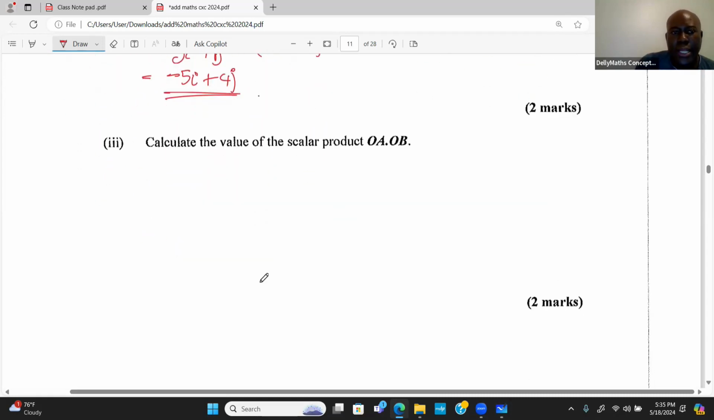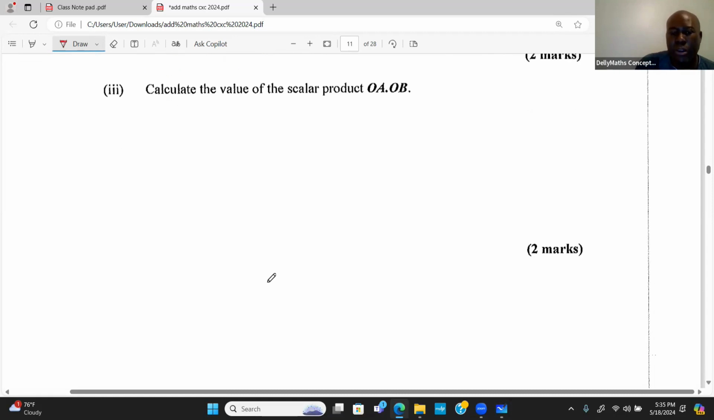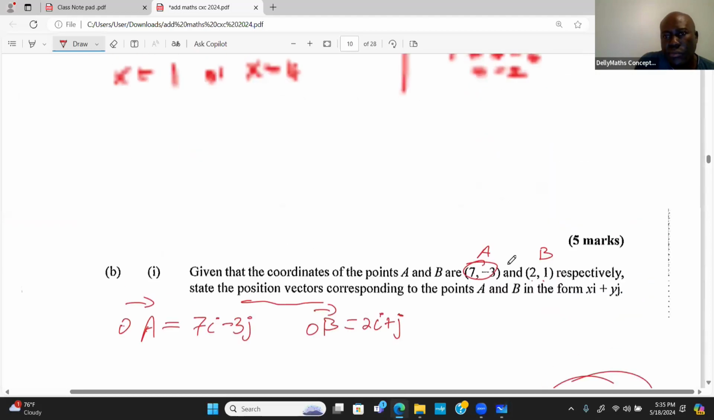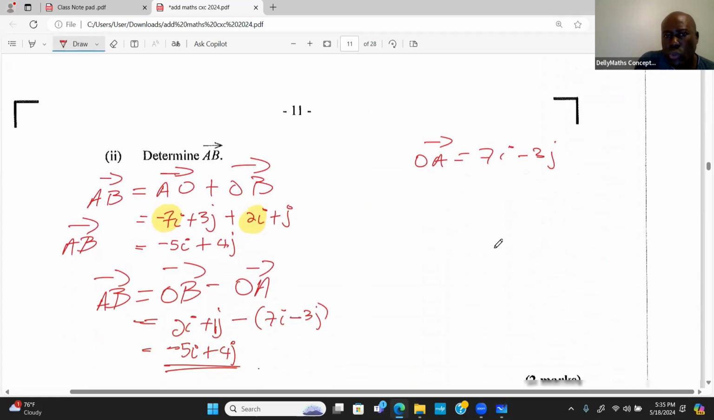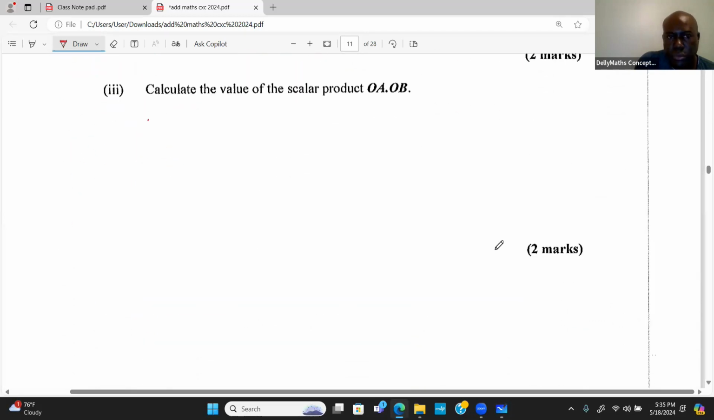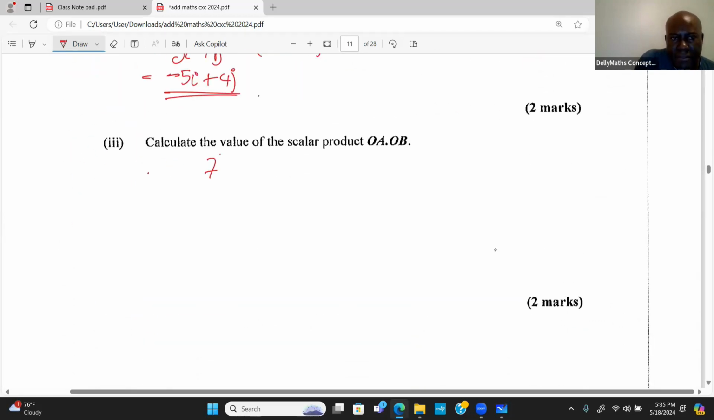Doesn't matter. All right. The next question says calculate the value of the scalar product. Remember, with the scalar product, all we do is we multiply the i's, we add them, we multiply the j's, and we add them, basically. So let's put it together. Remember what the components were, right? We're looking at 7, negative 3, and 2, 1.